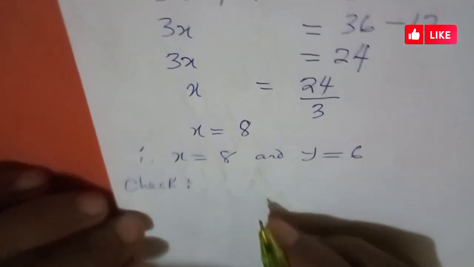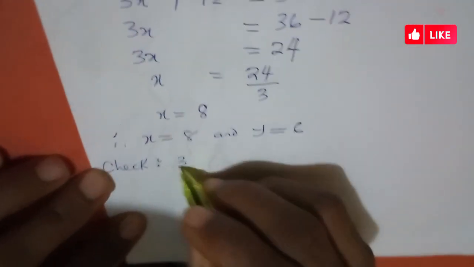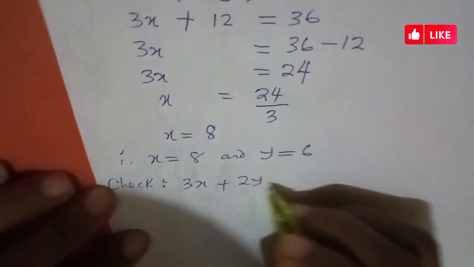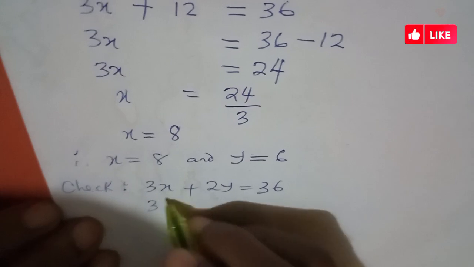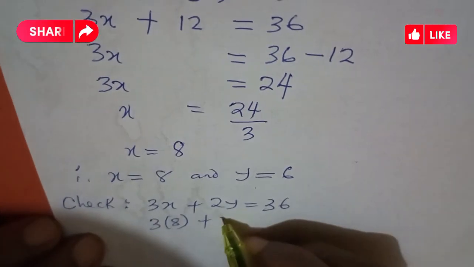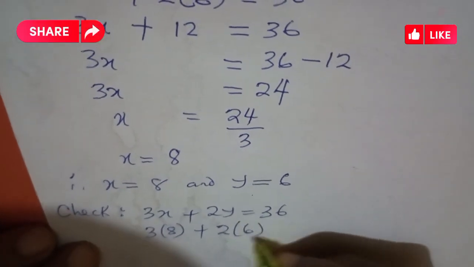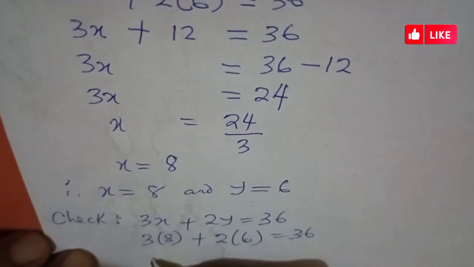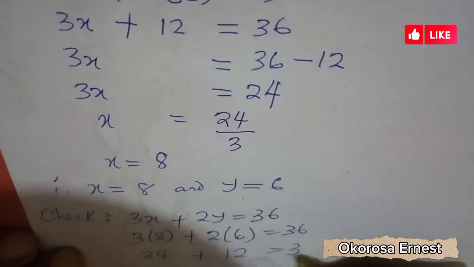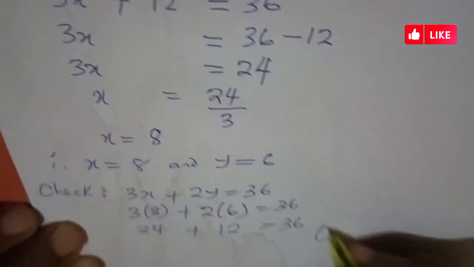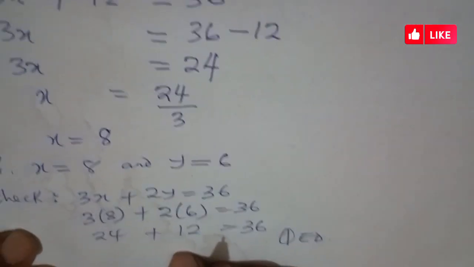Just a check to confirm your result. 3x plus 2y equals 36. So we substitute 3 into 8 plus 2 into 6 is equal to 36. So 24 plus 12 truly gives us 36. So that is it. Simple.